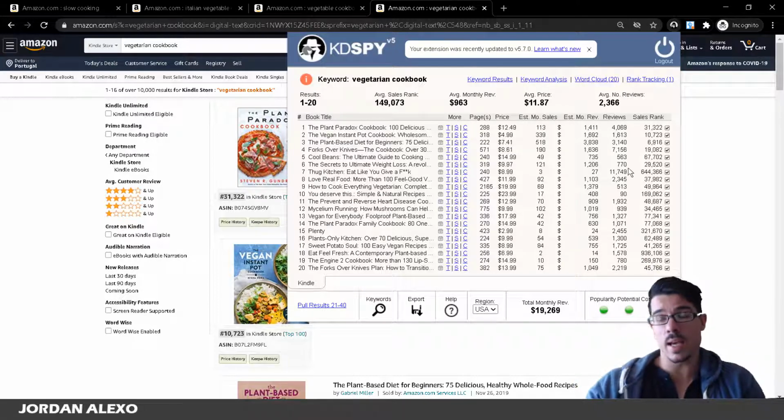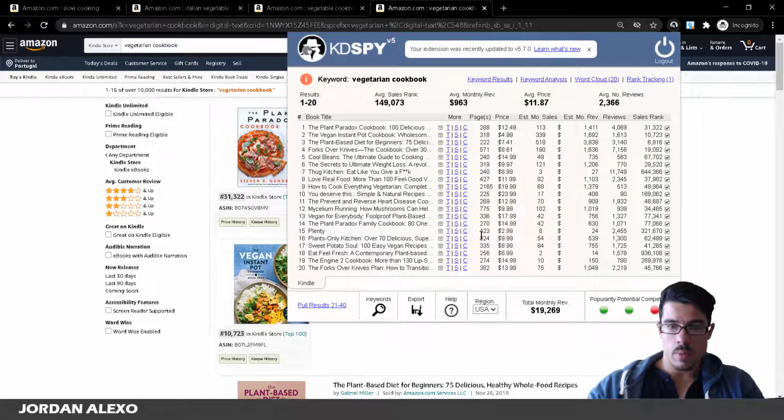So the first thing we check is the reviews, and it looks really ugly. All of these books seem to belong to authors by the number of reviews that they have, because publishers normally don't get this amount of reviews. And just by checking this, I wouldn't go into this keyword. Okay, it's profitable, but the competition is extremely hard. But let's just check the rest.